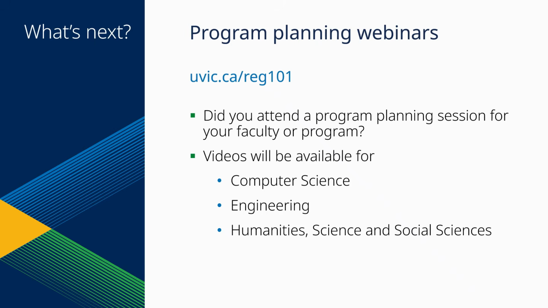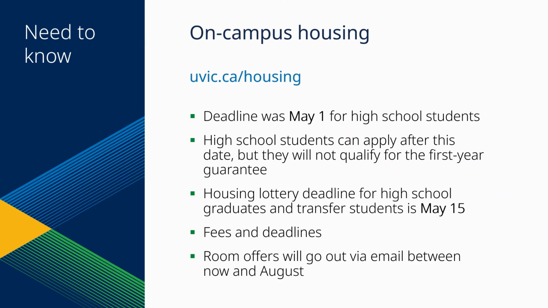Now for on-campus housing, just a reminder that the deadline to apply for first year guarantee on-campus housing was May 1st for qualifying high school students. High school students can still apply after this date, but will not qualify for the first year housing guarantee. The housing lottery deadline for high school graduates and transfer students is May 15th. I'll cover fees and deadlines in a moment, and room offers will start to go out between now and August.